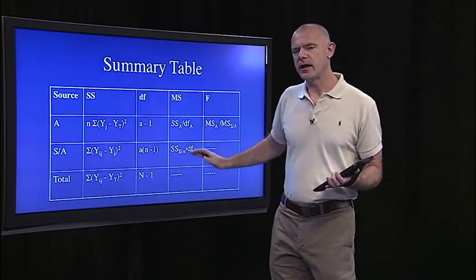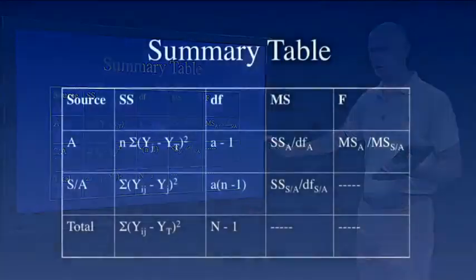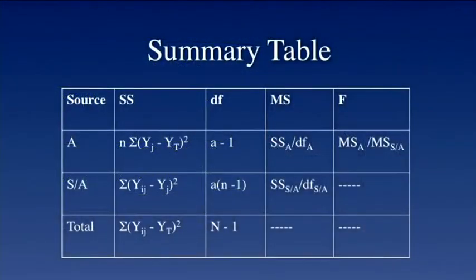What's common in an analysis of variance is to summarize all of those numbers in an ANOVA summary table, where you list the source of the variance: the between groups, the within groups, and total. And here I've just summarized all the formulas we just looked at.